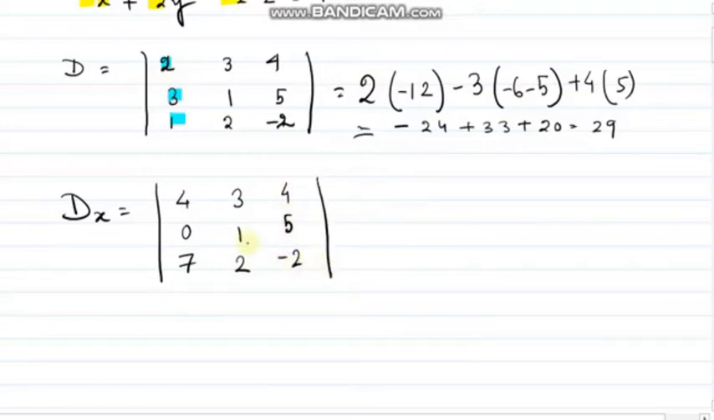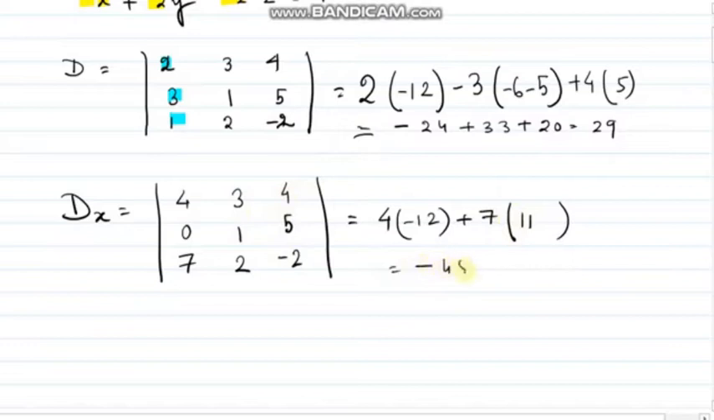I am going to calculate this determinant with respect to the first column. Just check, because there is one element as 0, the calculation is easier. So it will be 4 into minus 2 minus 5, minus 2 minus 10, which is minus 12. This will become 0. Then plus 7 into 15 minus 4, so 11. So it will be minus 48 plus 77. If you calculate, it will become 29.